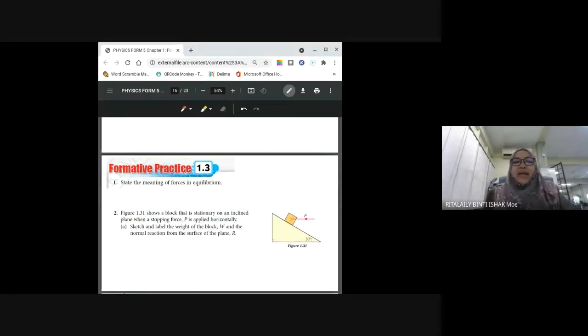Okay, number 1, state the meaning of force in equilibrium. So what is force in equilibrium? We have another 5 minutes, belum habis lagi. So what is force in equilibrium? Can somebody answer me?